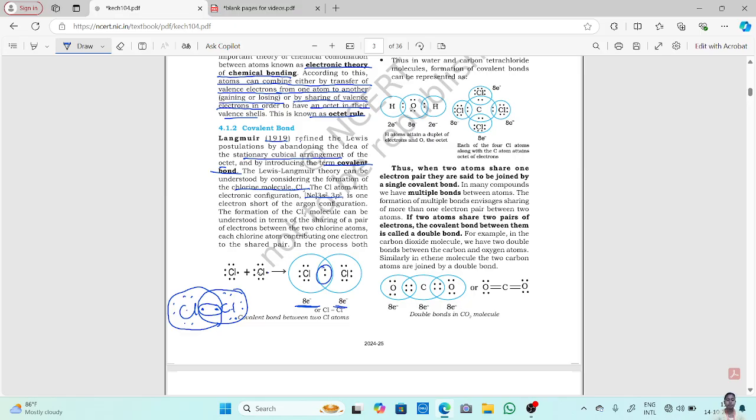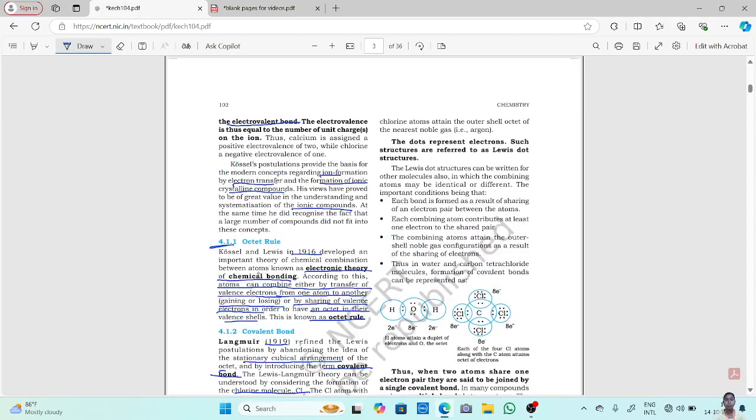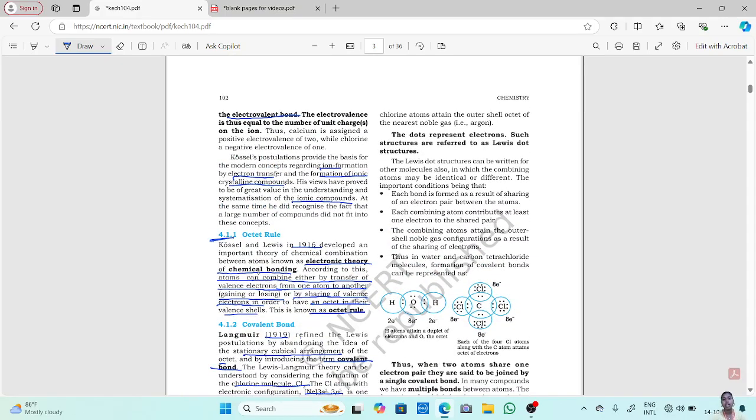In the process, both chlorine atoms attain the outer shell octet of the nearest noble gas, that is argon. The dots represent electrons. Such structures are referred to as Lewis dot structures. Those dotted structures are called Lewis dot structures.